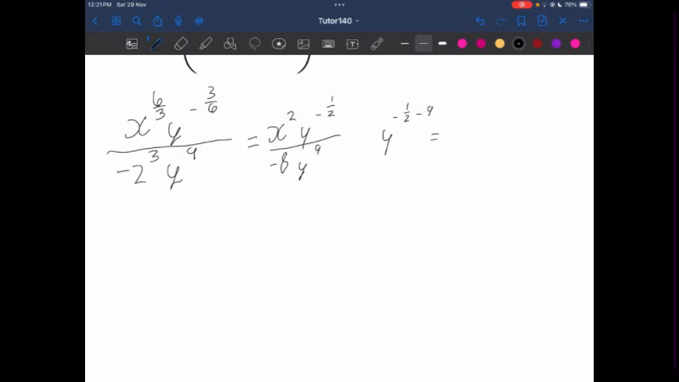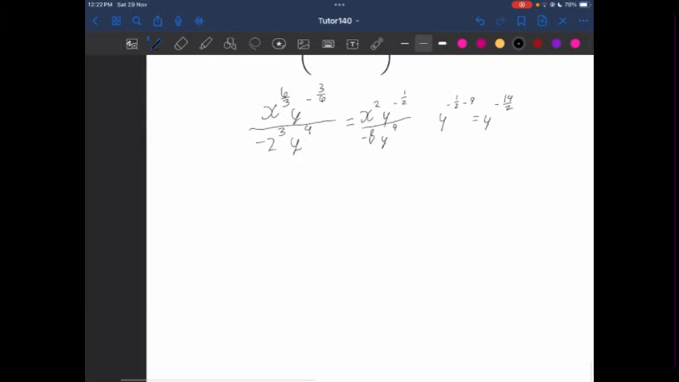You can put that in your calculator. You could put negative a half minus 9. So negative a half minus 9 is negative 19 over 2. So that's y to the power of negative 19 over 2. Since it's negative, it's going in the denominator.